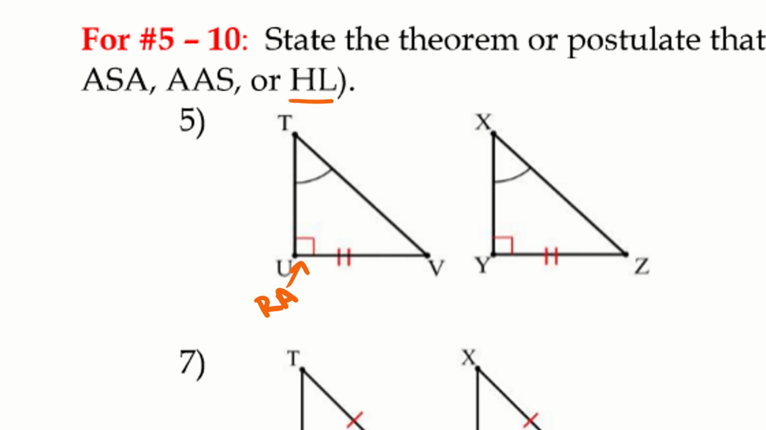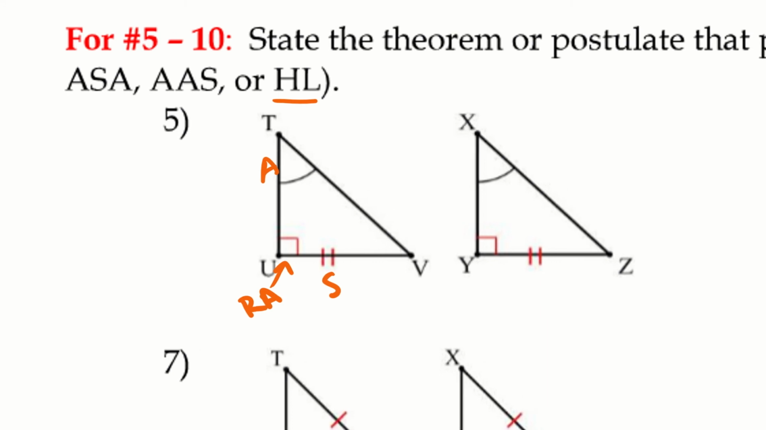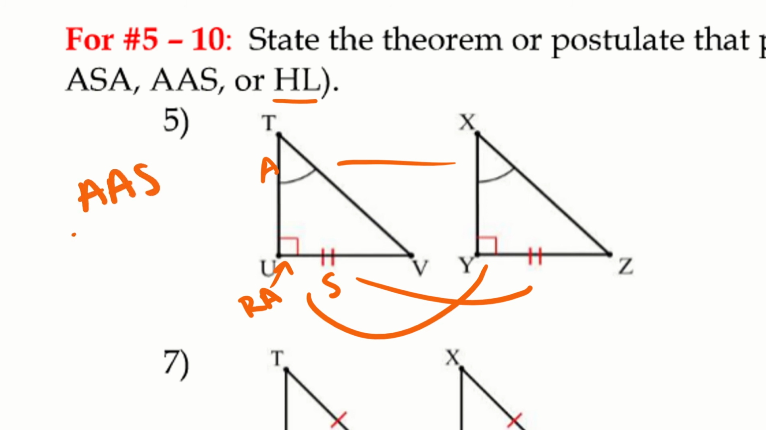We don't have another side. We only have this one side. So I have another angle, and I have a right angle and a side. So that would be angle angle side. And it matches up over here as well, right? We have the two angles, the two right angles, and then the two sides. So I can say angle angle side.